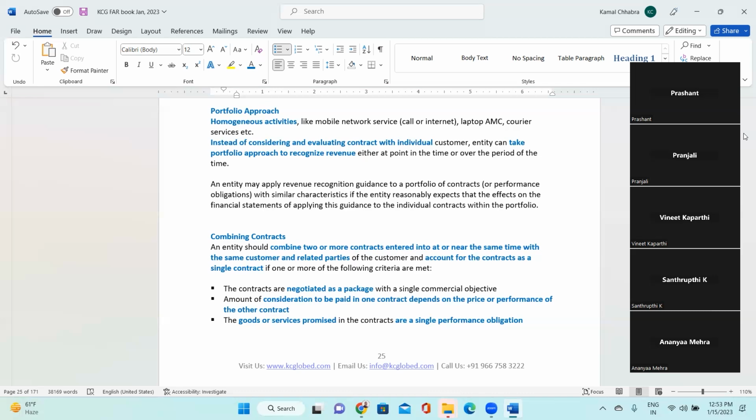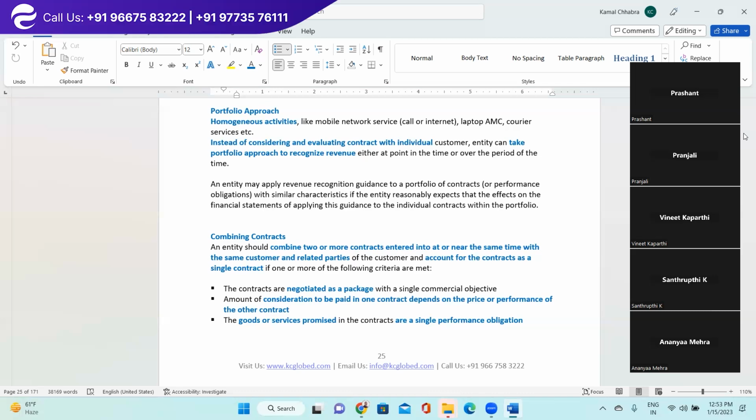Any doubt or any example you would like to share to discuss in the group, whether that example fits into portfolio approach or not?